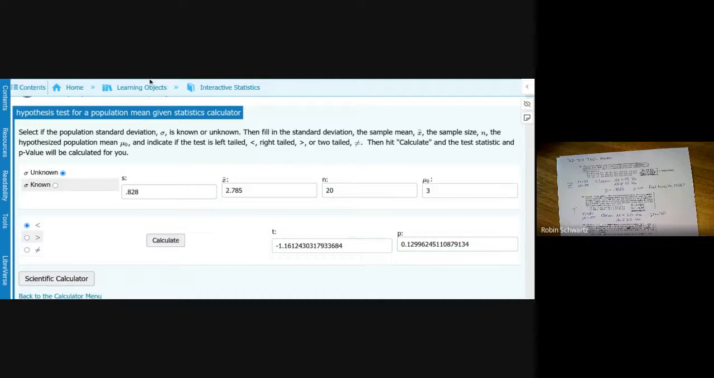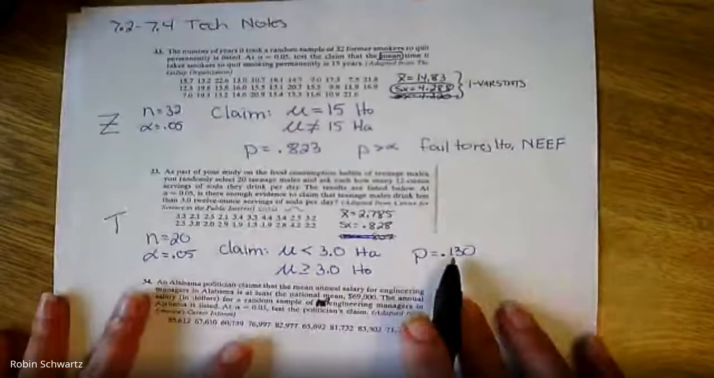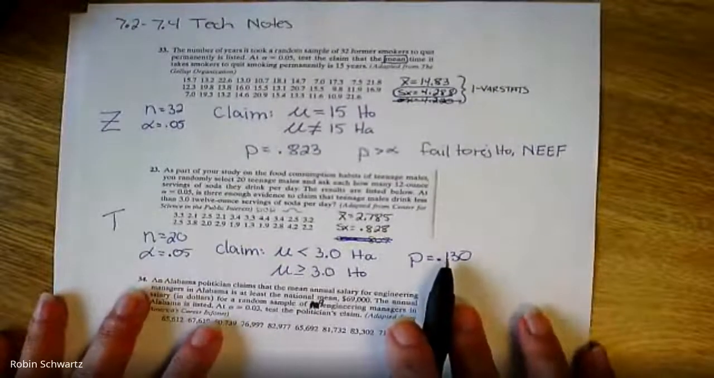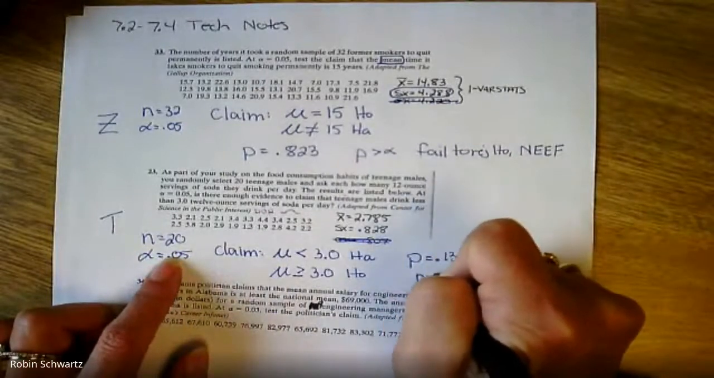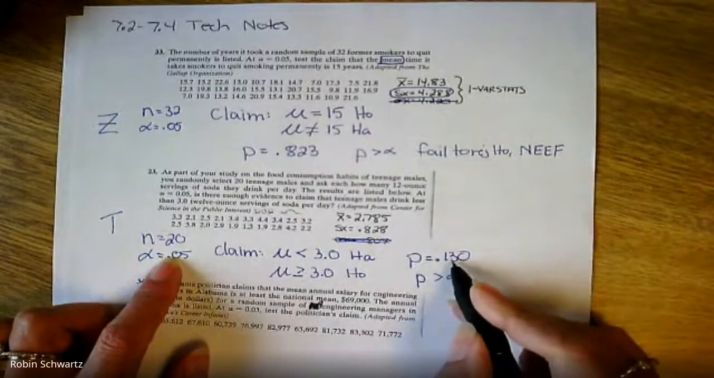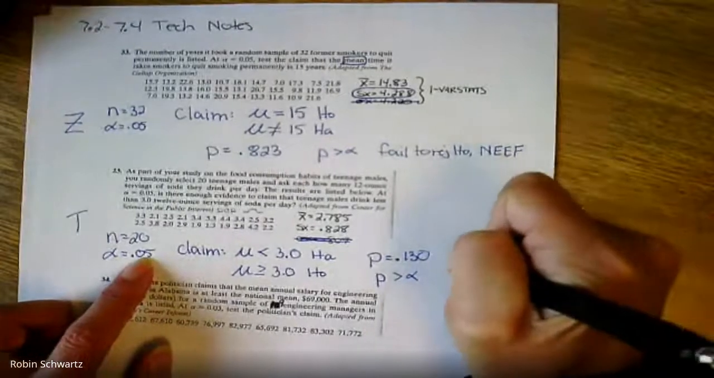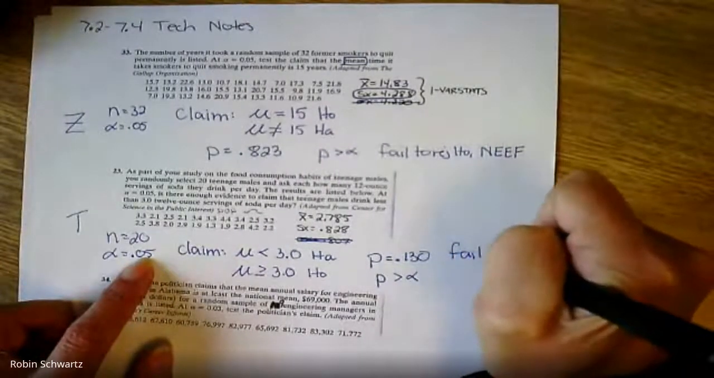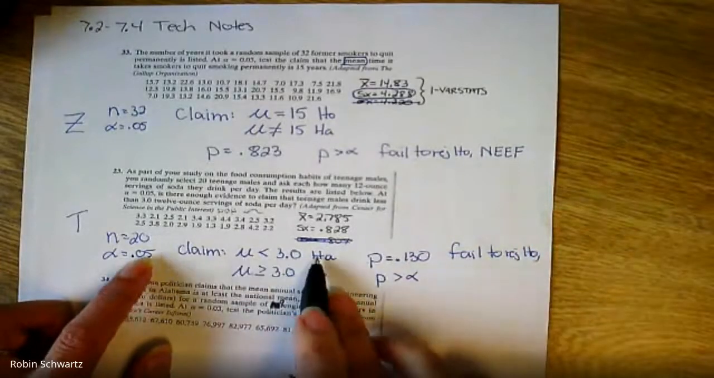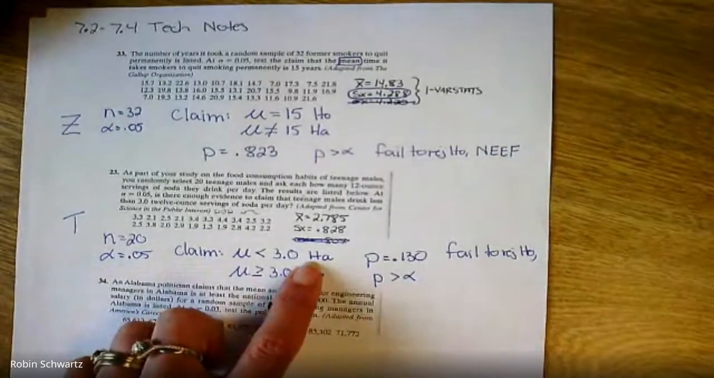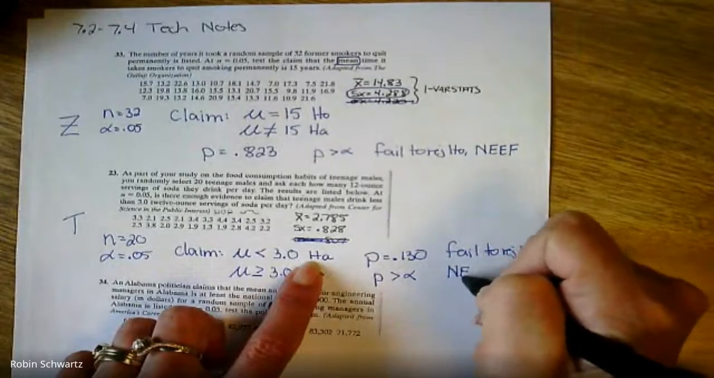So come back here. P equals 0.130. Again, we compare that to alpha. So I got 0.13 and 0.05. So again, p is greater than the alpha. 0.13 is greater than 0.05. So I have the same conclusion that I did there: fail to reject the H0. But because now my claim is the Ha, I have a different conclusion. I have NEEF. There is not enough evidence to say that that is actually true.